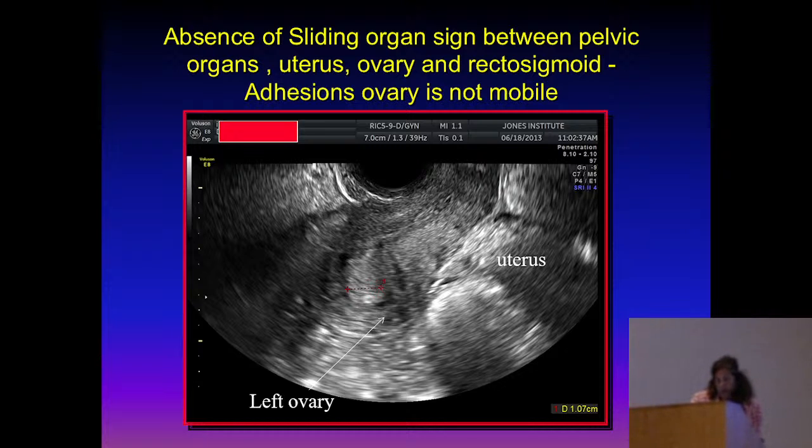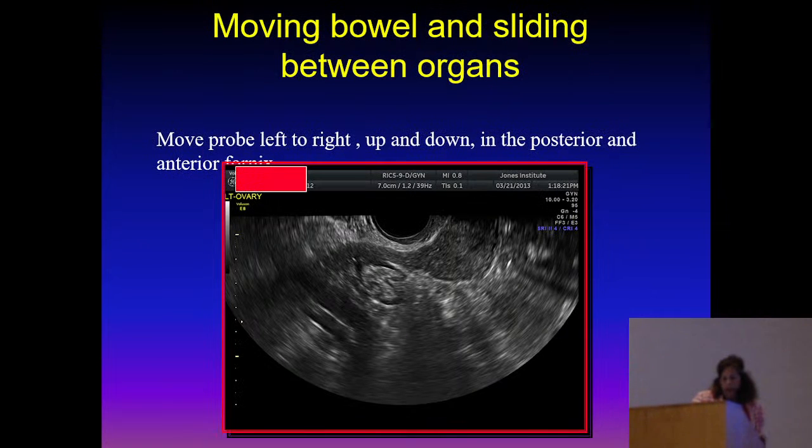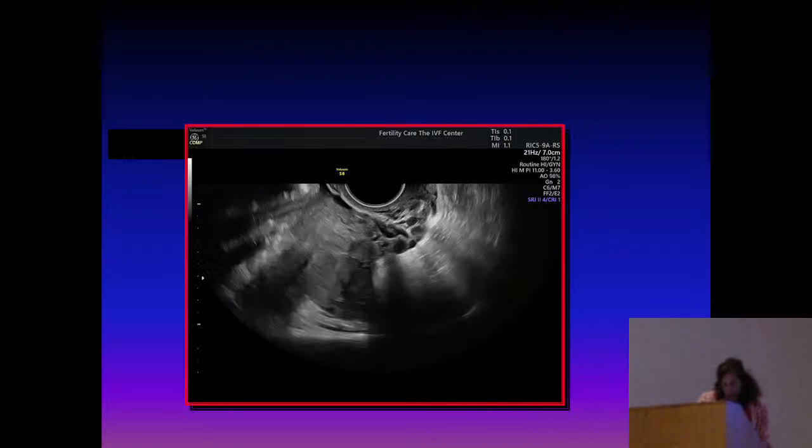And so sometimes the endometriomas could be kissing. And what you do is, you go in gently with the probe, and you go in the anterior cul-de-sac, posterior cul-de-sac, and assess mobility, elasticity of the structures, and whether they move separately or not. So you move the probe left to right, up and down during your exam. So here clearly you have the endometrioma, which is stuck posterior to the uterus, and they don't move separately.